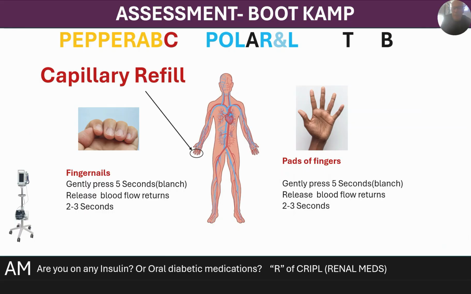C, R, I, P, P, L, E, CRIPPLE, the renal meds, the R. Are you on any insulin? Are you on any oral diabetic medications? Okay, so now we're moving through our assessment. We're still in the cardiovascular, but the first question was the C, right? Are you on any cardiac medications? Are you on any blood pressure pills? Then R. Are you on any insulin? If they're on insulin, what was your last blood sugar? Do you know? What do you normally run? Are you on any oral diabetic medications? How have you been eating? So that's the R of CRIPPLE.